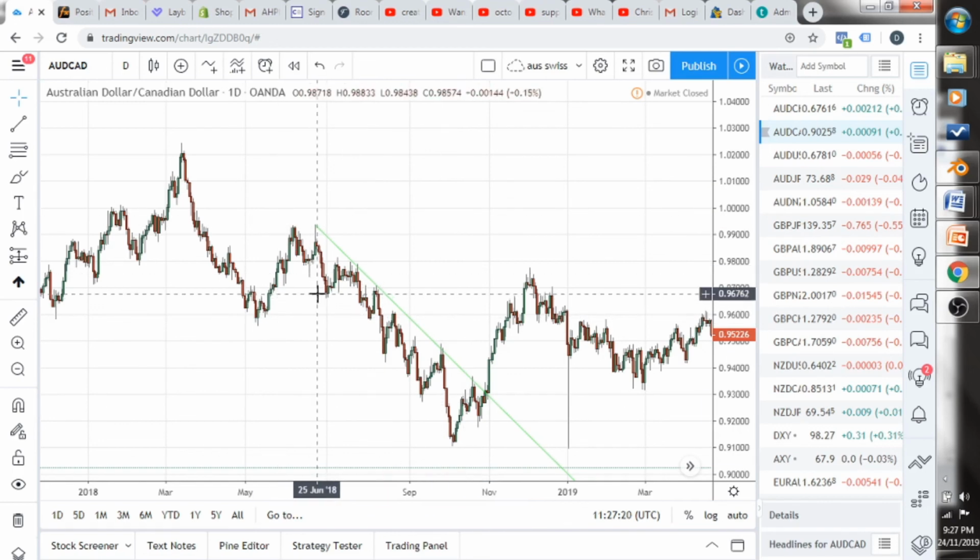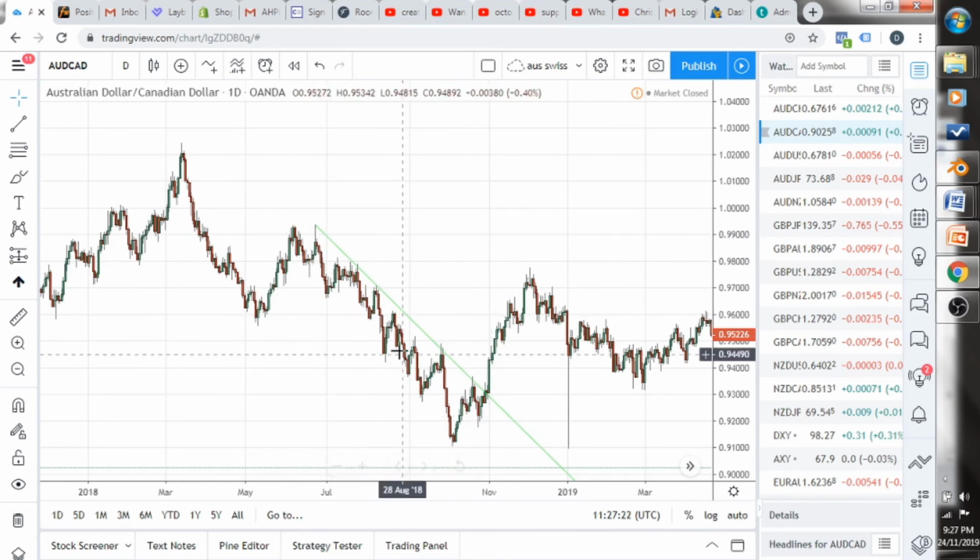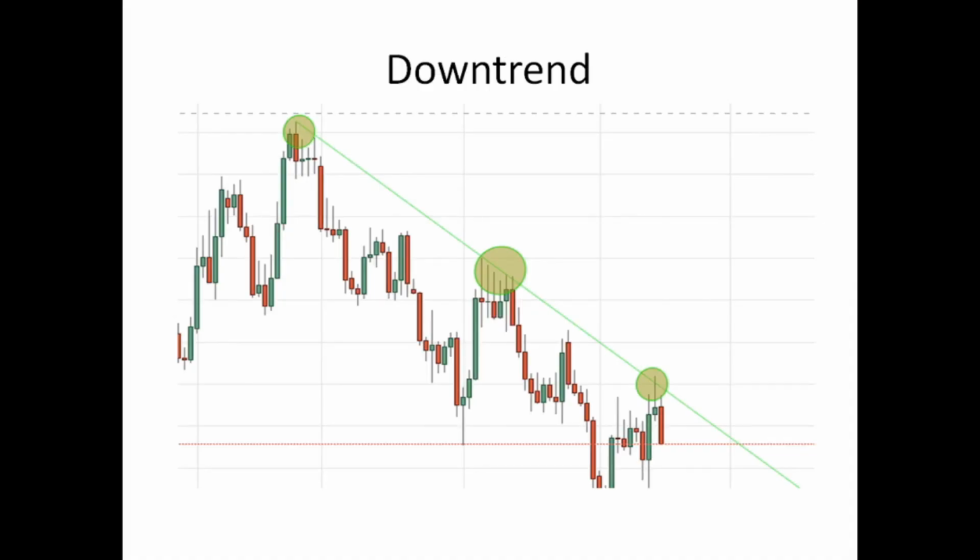So that's how you draw a trend line on a downtrend, and the inverse would be true for an uptrend. So that's the end of this section. Stick around for the next part.